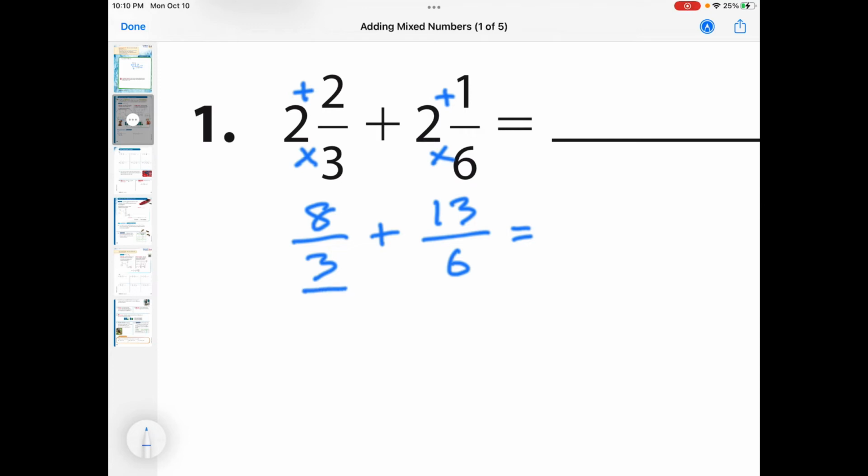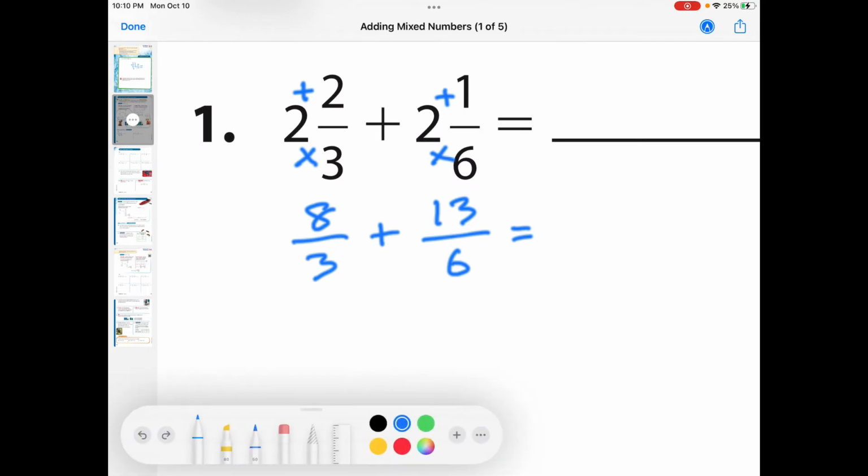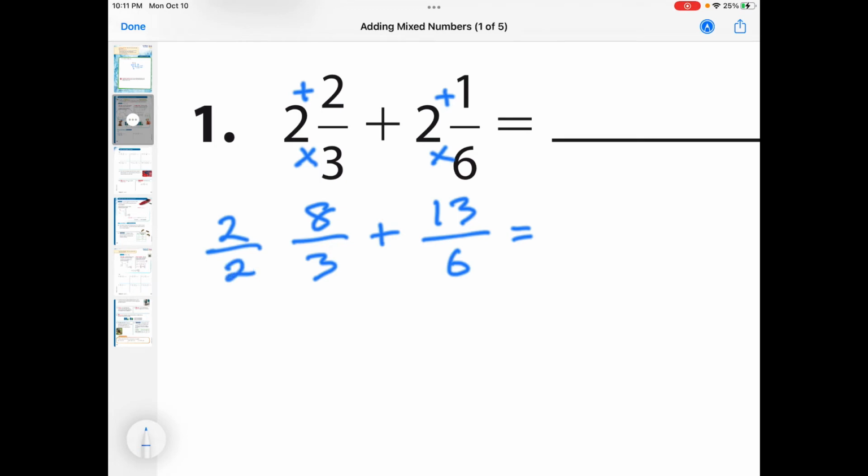Anyways, so now I am super close, but the problem is 3 is not the same as 6. But don't worry, we've got a solution for that, right? What does it take to get a 3 to turn into a 6? Well, I think we know that if we multiply 2 times 3, that will give us 6. And so 2 times 3 is 6. 2 times 8 is 16, plus, and these guys are going to be happy.